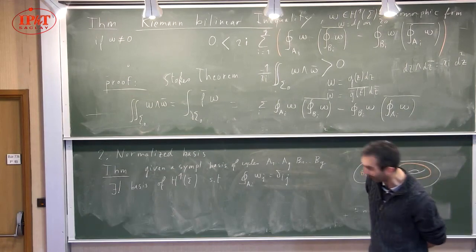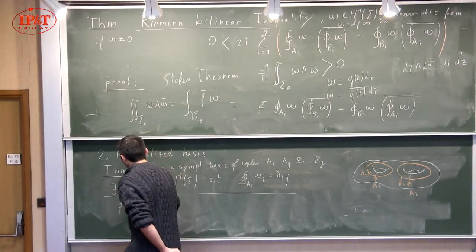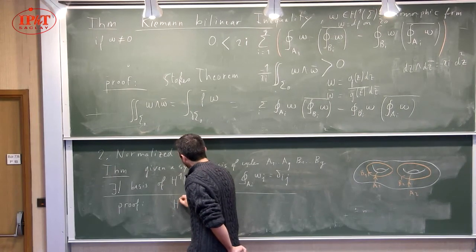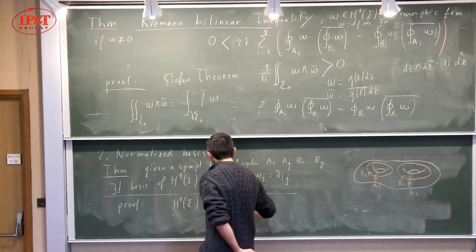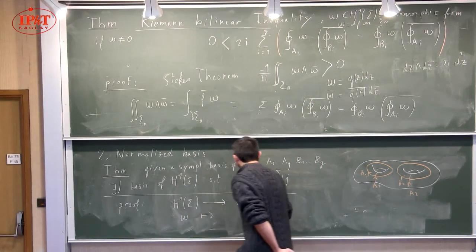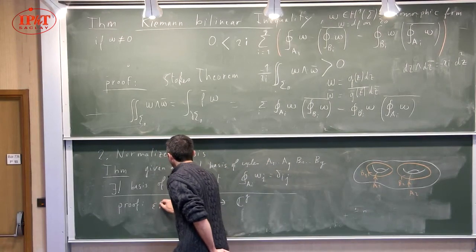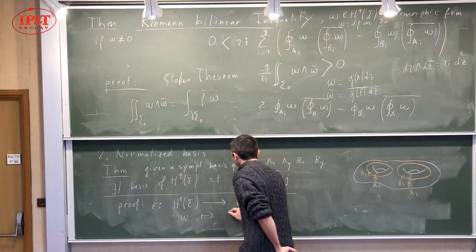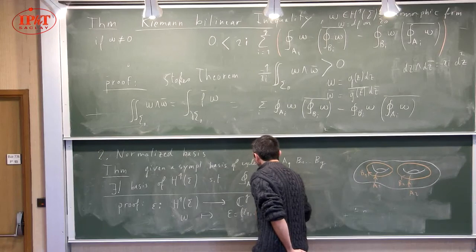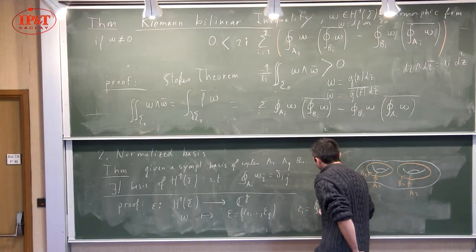How do we prove that? Well, proof. We consider the map from H1 of sigma into C^g, that to a form associates the vector. Let me call that map epsilon. So epsilon maps to the vector (epsilon 1, ..., epsilon g), where epsilon_i is the integral over a_i of omega.